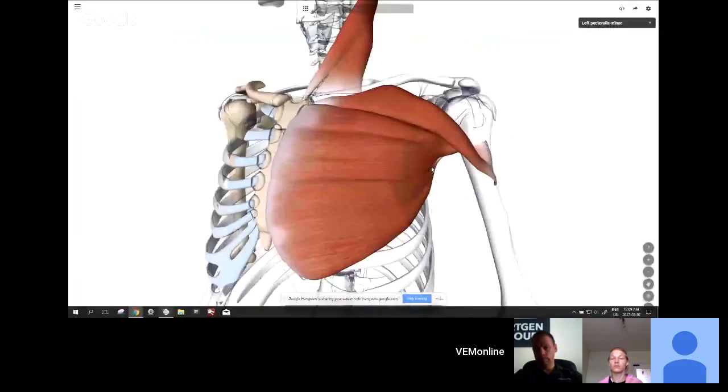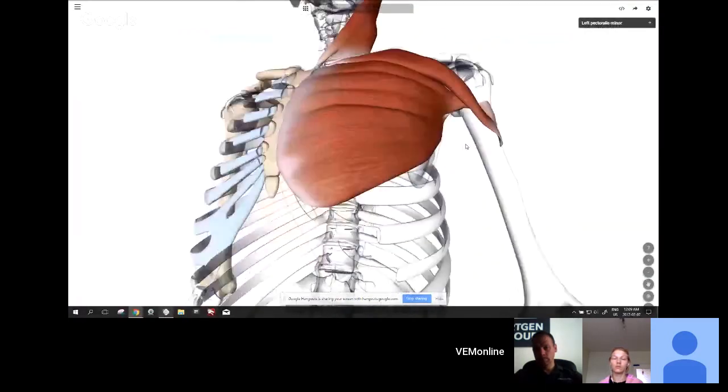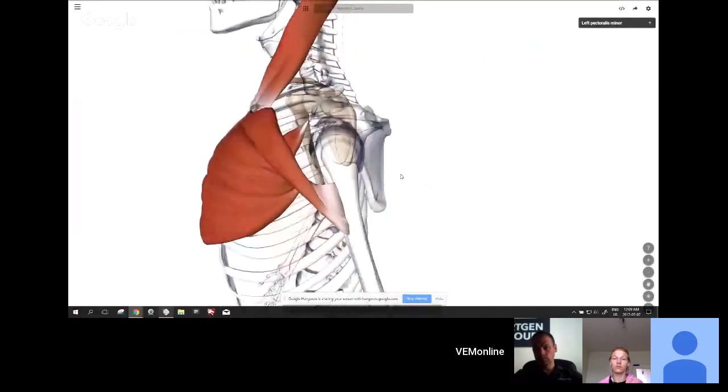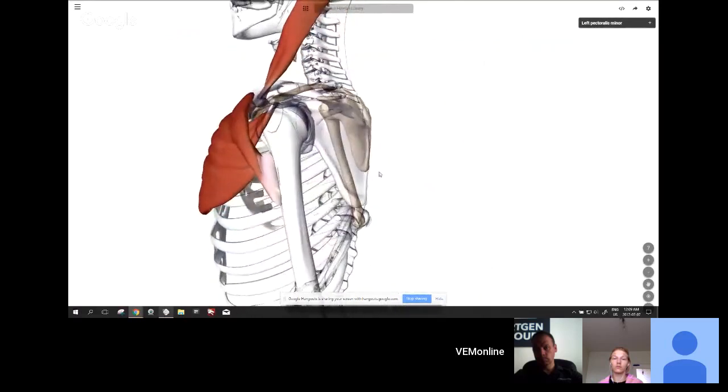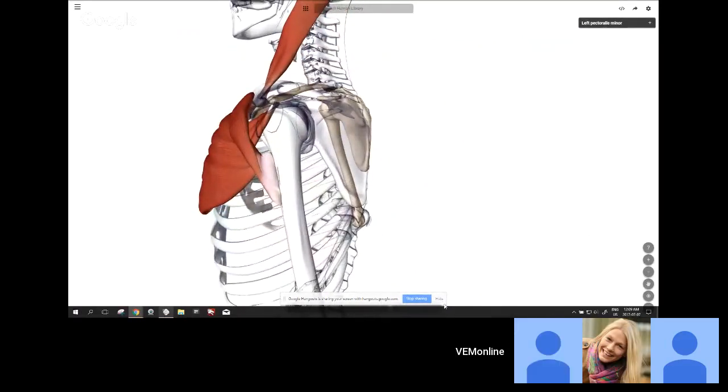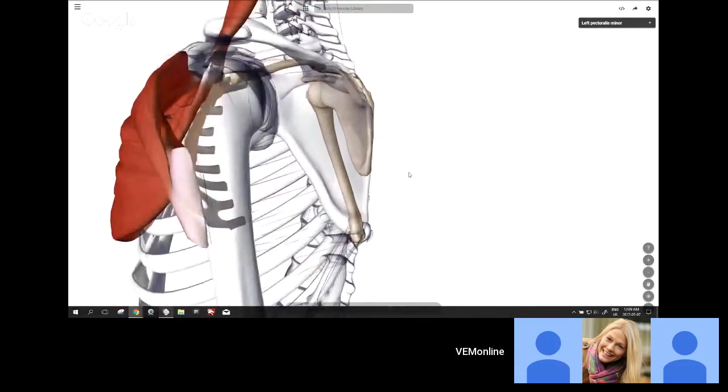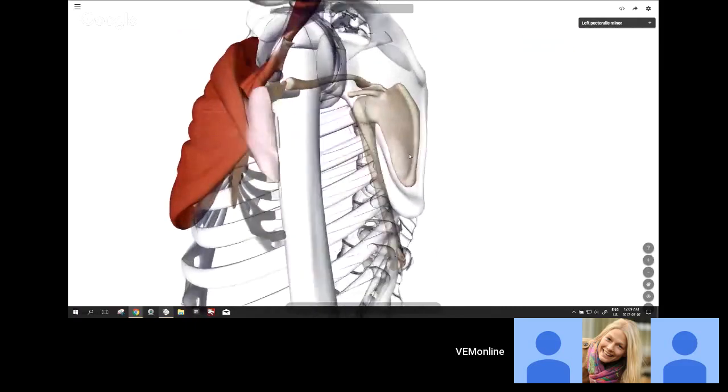Let's go back to screen share. Here you can clearly see that. See how it makes this turn? See, there's like a twist there. Let's zoom in a bit. Right here, you can clearly see that twist.